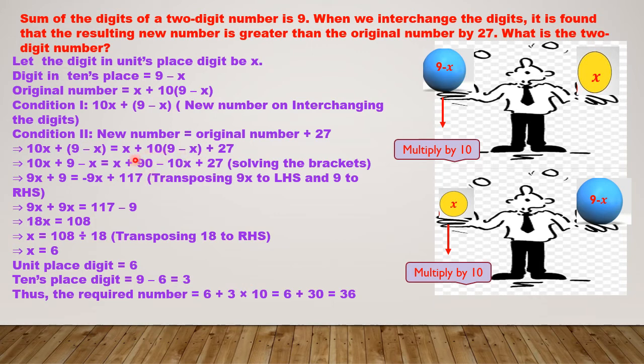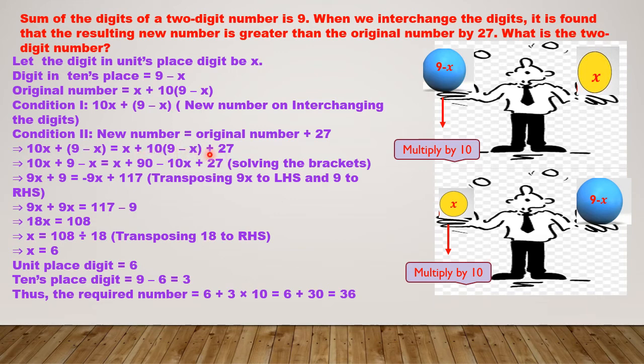Now, we have equated this new number with the original number plus 27. Now we are going to solve it. You remove the bracket. Whenever we solve the sums, we are removing the brackets. Here we remove the bracket, and here also we multiply by 10, both the numbers. So 10 into 9 is 90, and 10 into minus x is minus 10x. We have to multiply the number which is outside the bracket after removing the bracket.